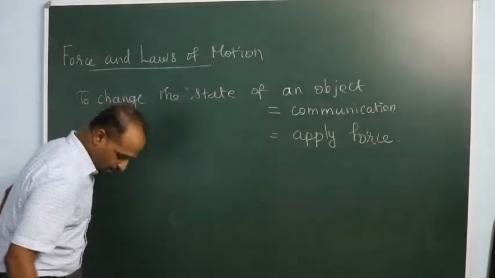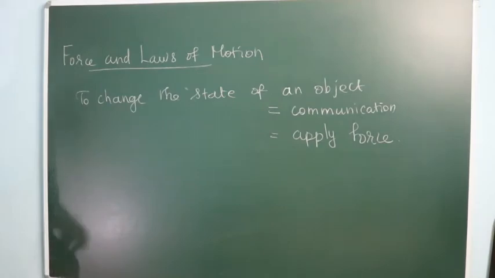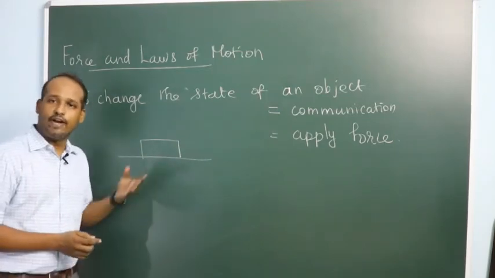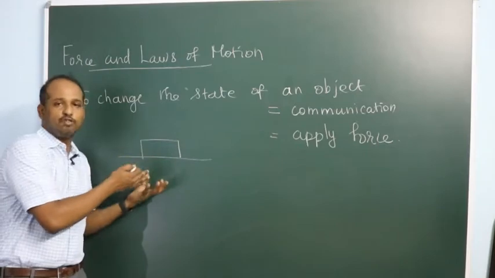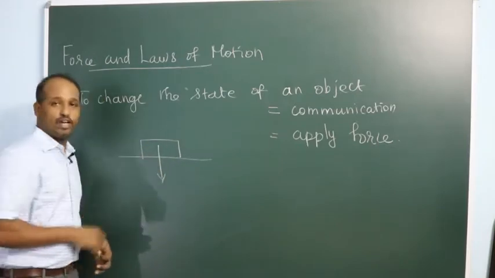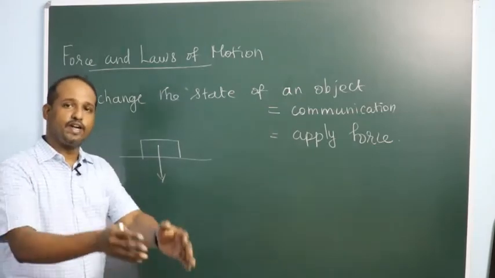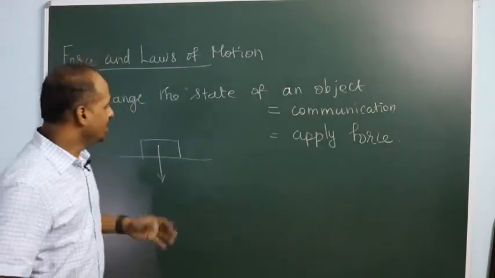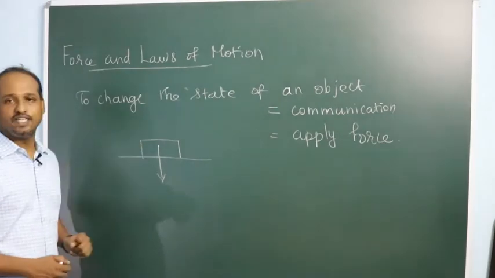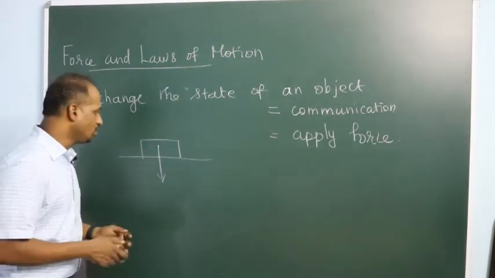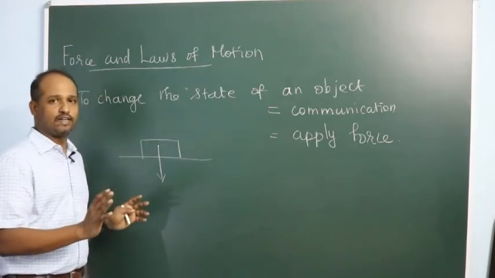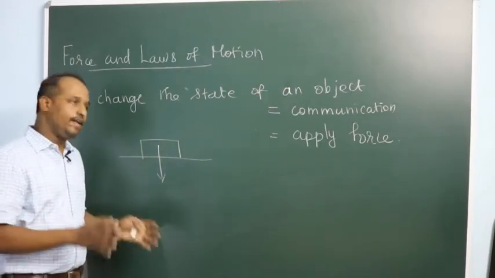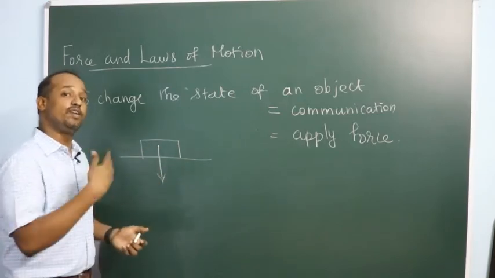One example is a table on which you are keeping an object, a book or anything. You know that gravitational force is acting on this object all along, in the downward direction. But the object kept on the table is at rest. Despite the fact that there is a force acting on that object, it has not brought about a change in its state of rest.